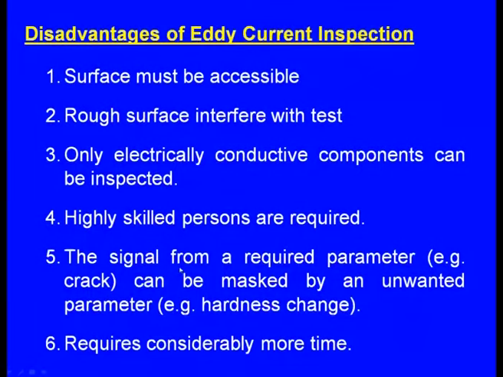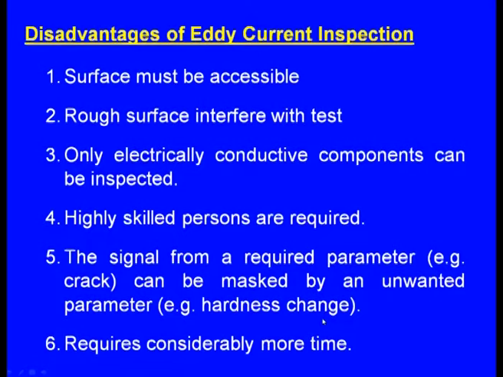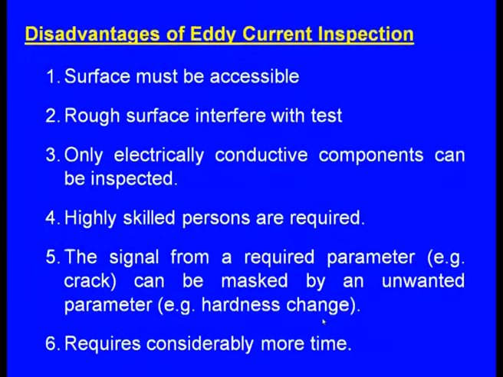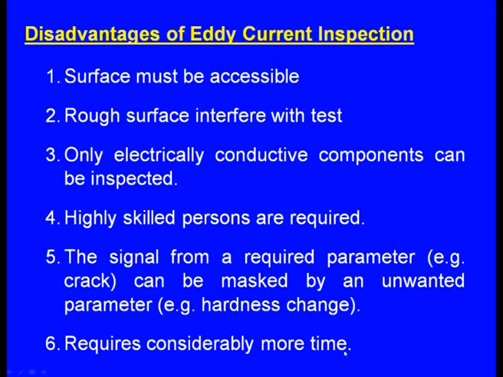The signal from a required parameter, for example a crack, can be masked by an unwanted parameter, such as hardness. That is possible. Because of the hardness, there is a variation in the output eddy current, but it is possible that the operator may mistake that it is due to a crack. That is why a highly experienced person is required to conduct eddy current inspection. Also, this requires considerably more time.